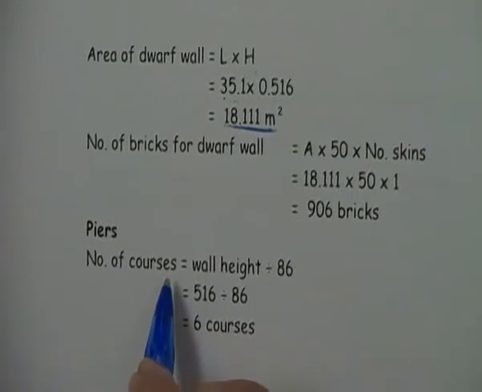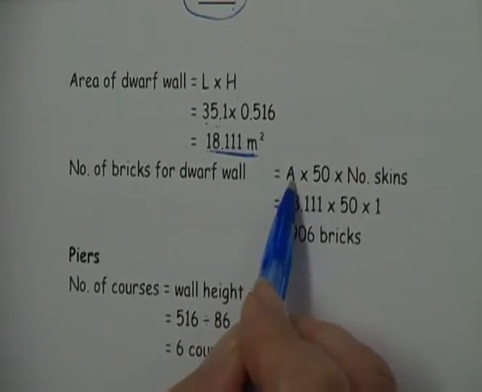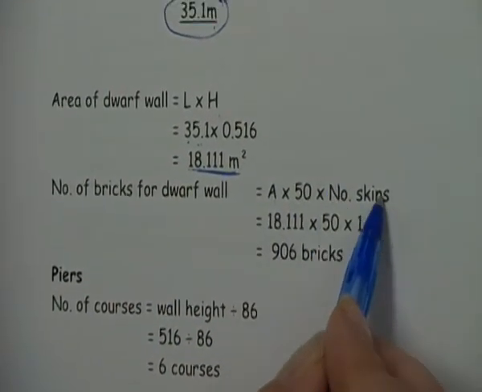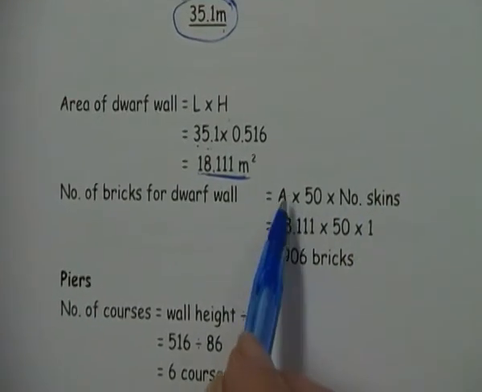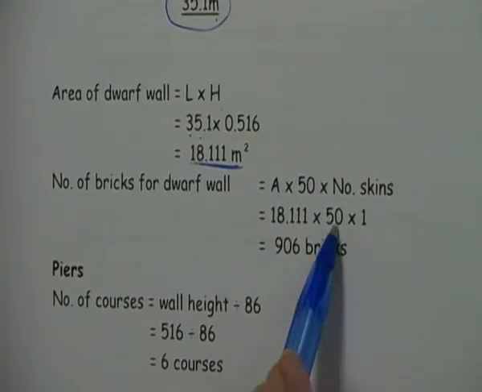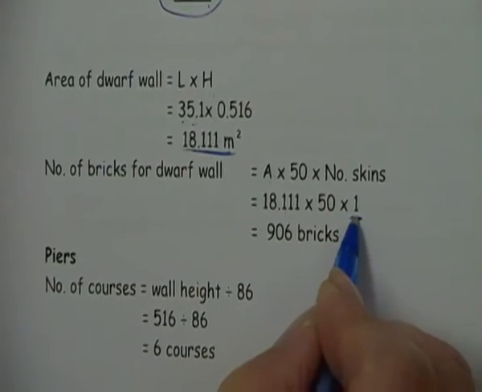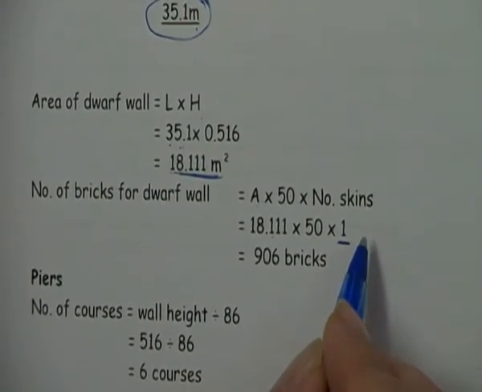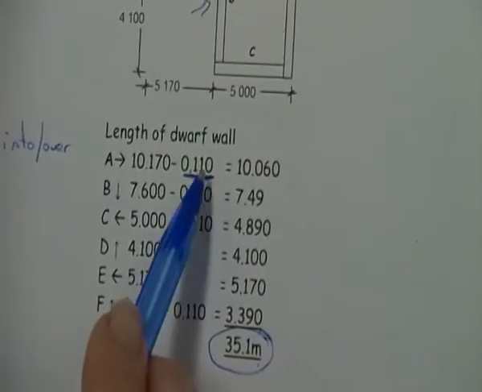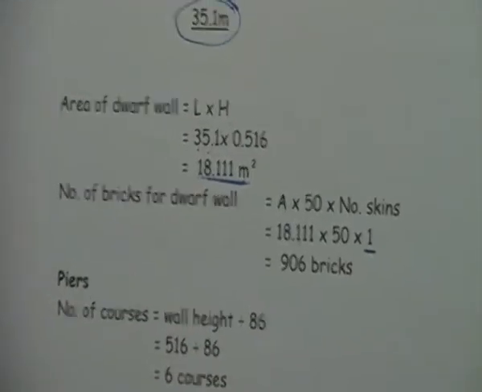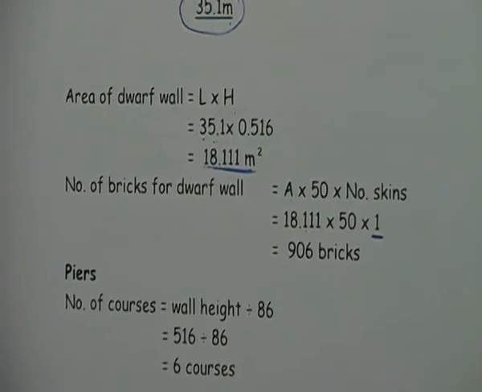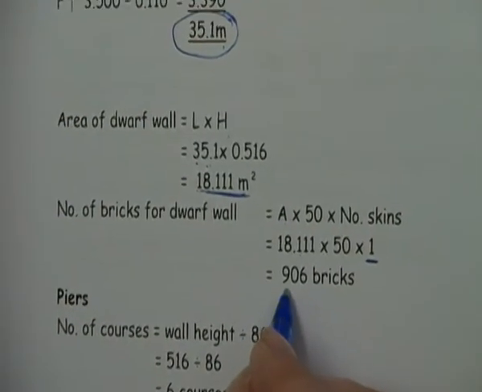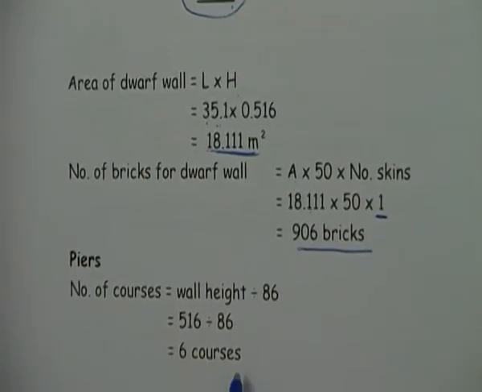So now we have to work out our bricks. So we've got area times 50 times the number of skins. Now our area is there times the 50. Now the skins, we know it's only one skin because we've taken off 110. We've assumed that, it hasn't said it in the question actually. So that's how many bricks we have for our wall.